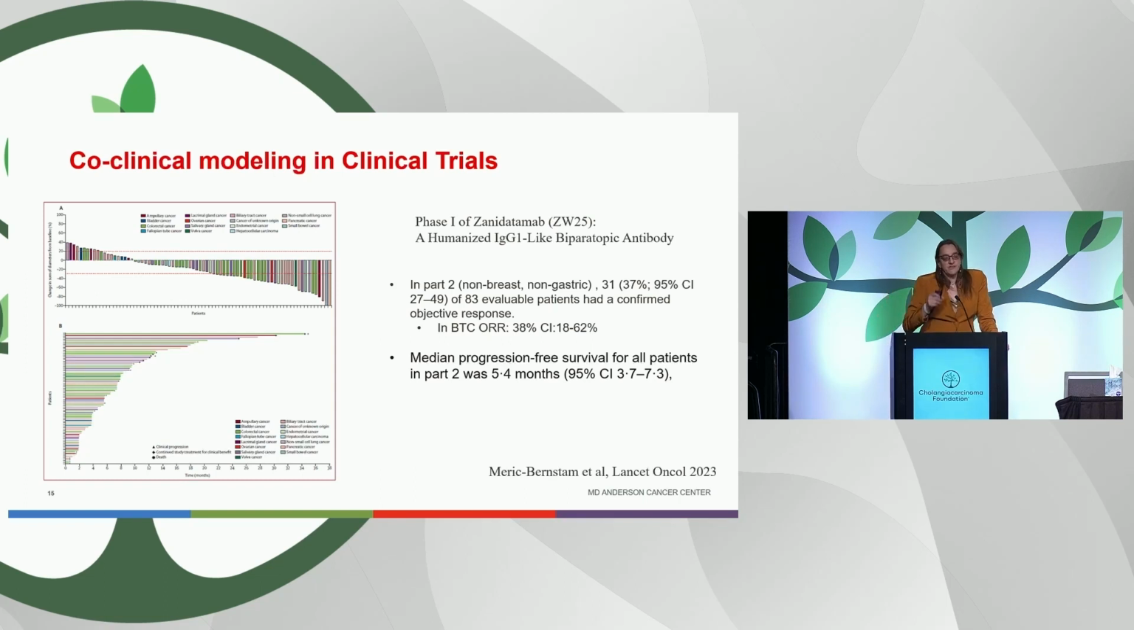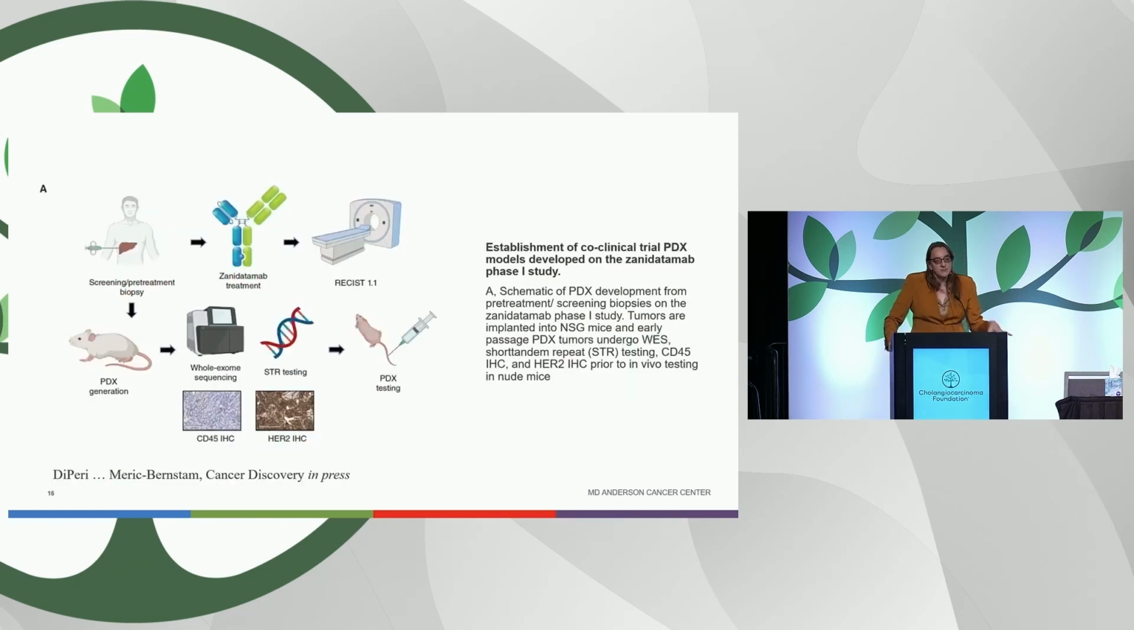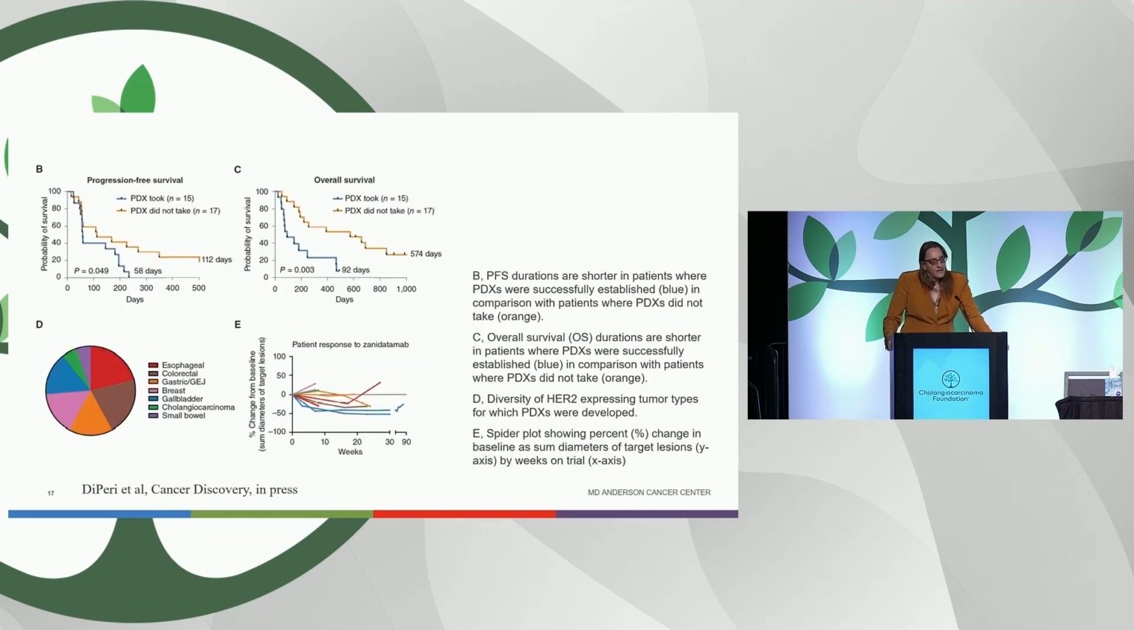But while we were doing the phase 1 study, every patient had a biopsy to look at whether they expressed HER2. So we were able to implant a biopsy at the same time to be able to generate a patient-derived model on each patient. There is a bias in what grows out. So in the upper two panels, you can see that patients' tumors, when we implanted it, if the tumor grew in the mice, the tumor was more aggressive. The patients whose PDX end up growing out had a worse progression-free survival, had a worse overall survival.